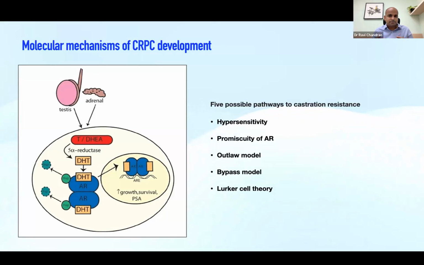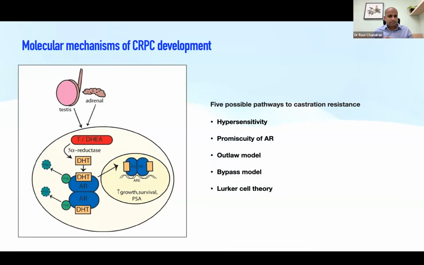The second is promiscuity of androgen receptors. All the while they were responding to dihydrotestosterone, but now suddenly they start responding to other elements like corticosteroids. So there is a promiscuity of androgen receptors in order to trigger the transcriptional activity. And next is the outlaw model, wherein other growth factors like epidermal growth factor and insulin-like growth factors kick in and increase the transcriptional activity.